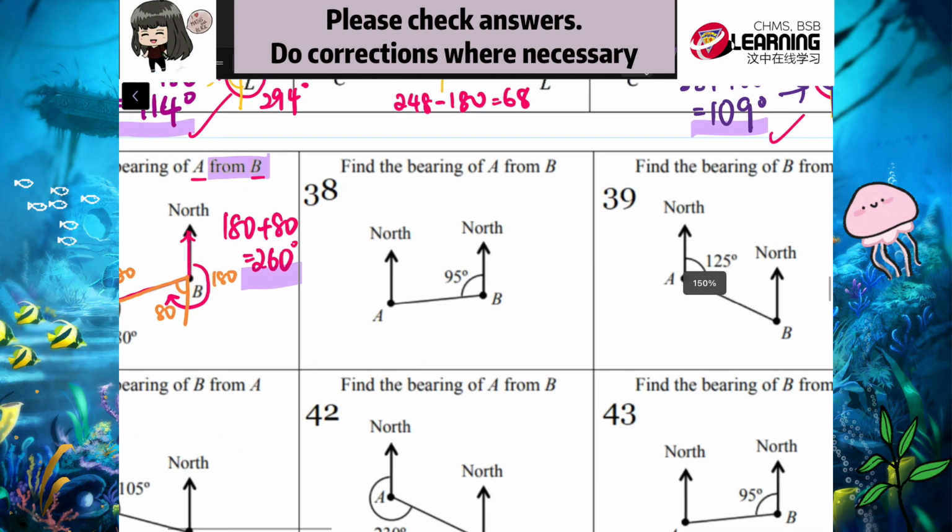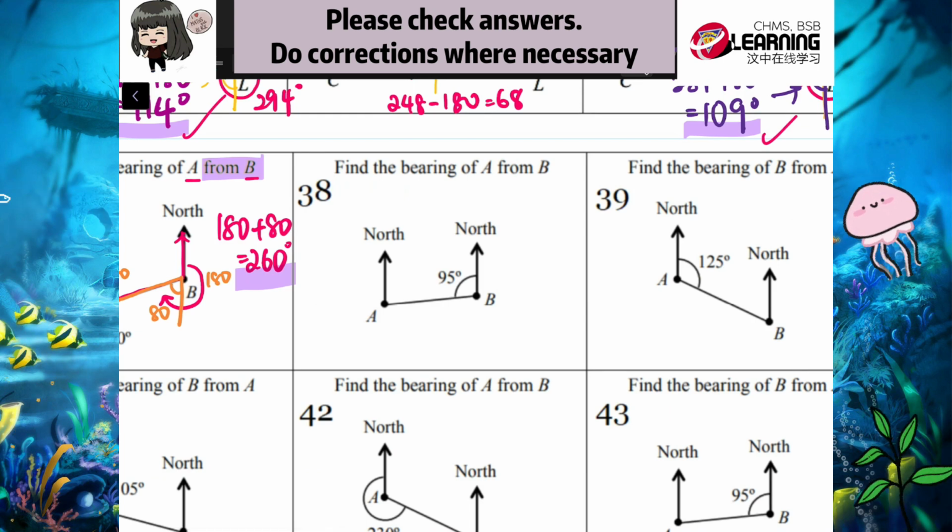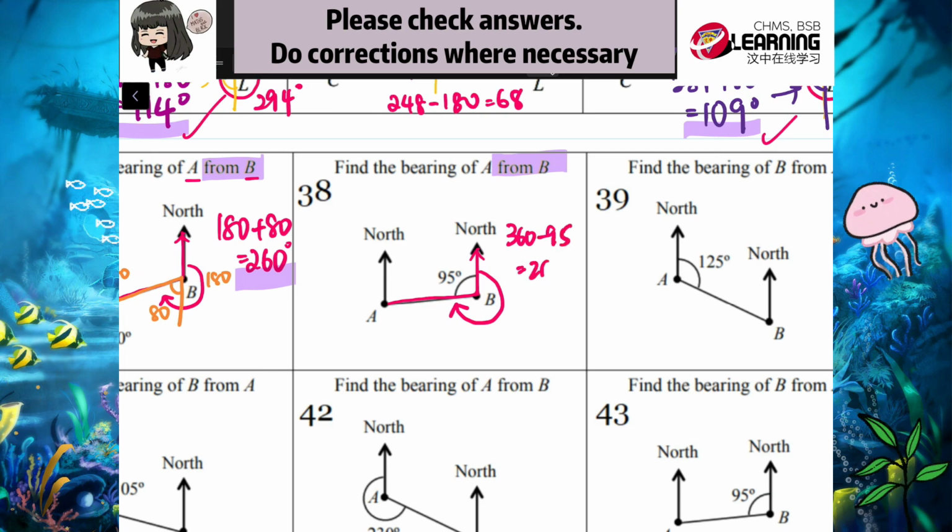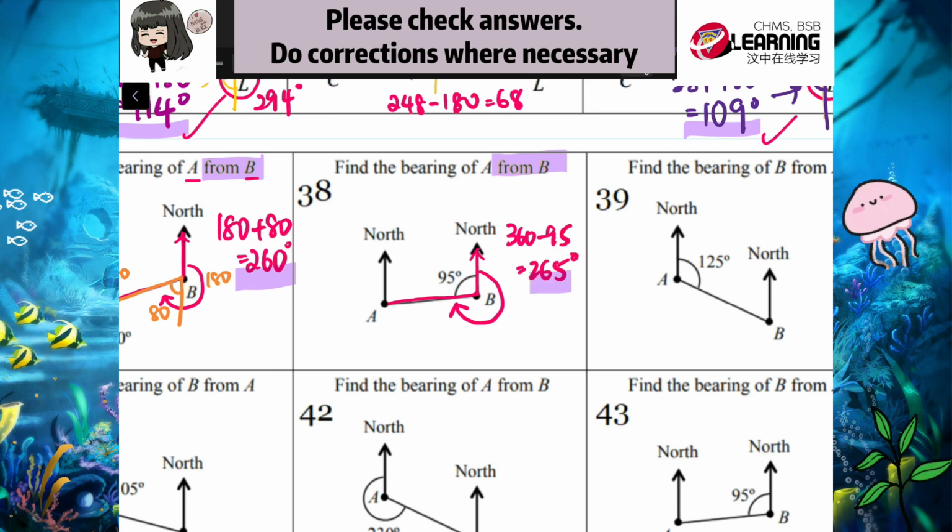Okay, the question 38, bearing of A from B. Okay, then you look at B. B here form a north and then connecting line AB. So from north here all the way clockwise like that is 360 minus 95. So it's 265 degree. Okay.